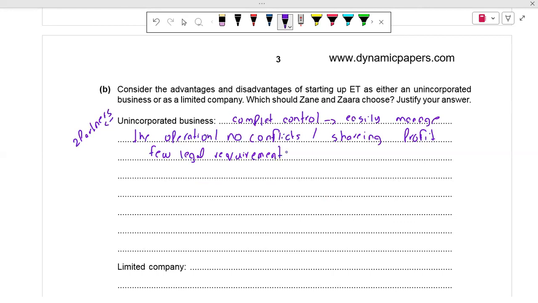And because this business is very new, having fewer legal requirements is a plus, an edge for this business. So it will basically reduce their effort.